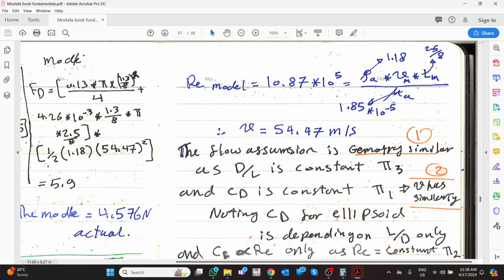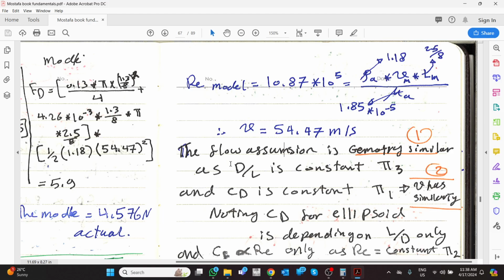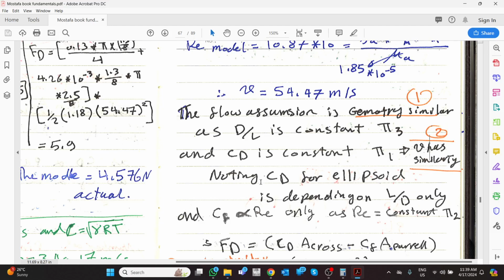Also, what we need to revalidate is very simple. Is the flow geometrically similar? Yes, because we are keeping D over L constant, as per the similarity of 3. And the drag coefficient is constant, as per 1, so we have velocity similarity, or kinematic similarity.